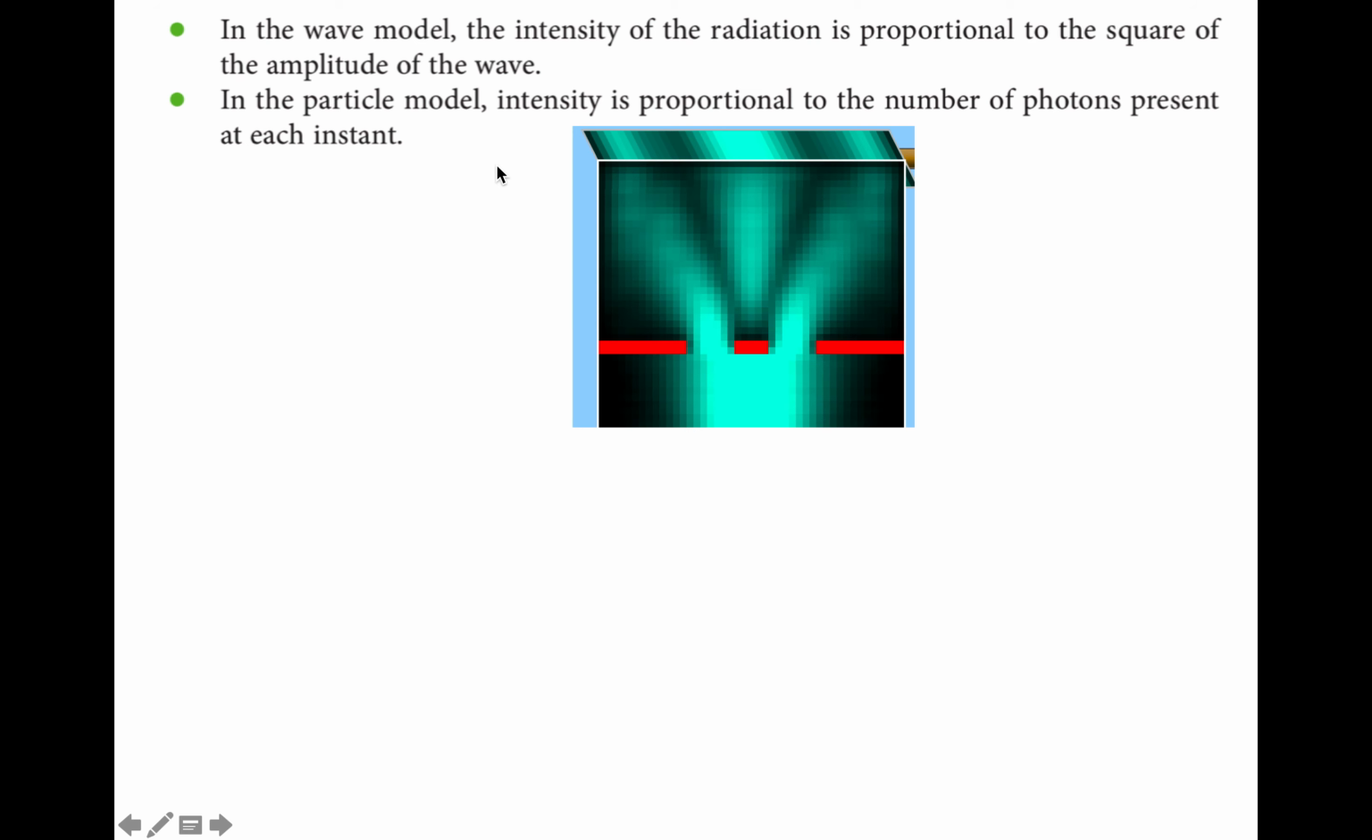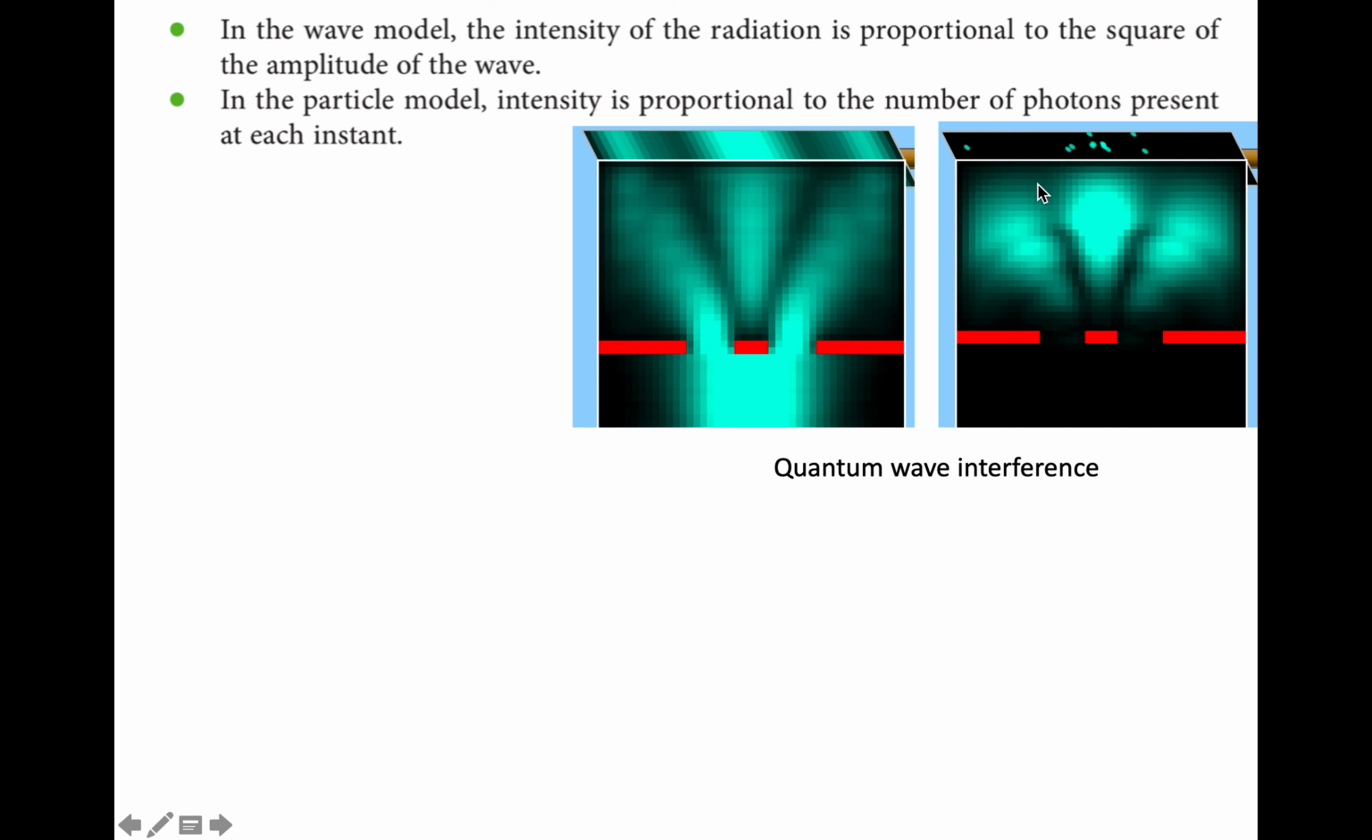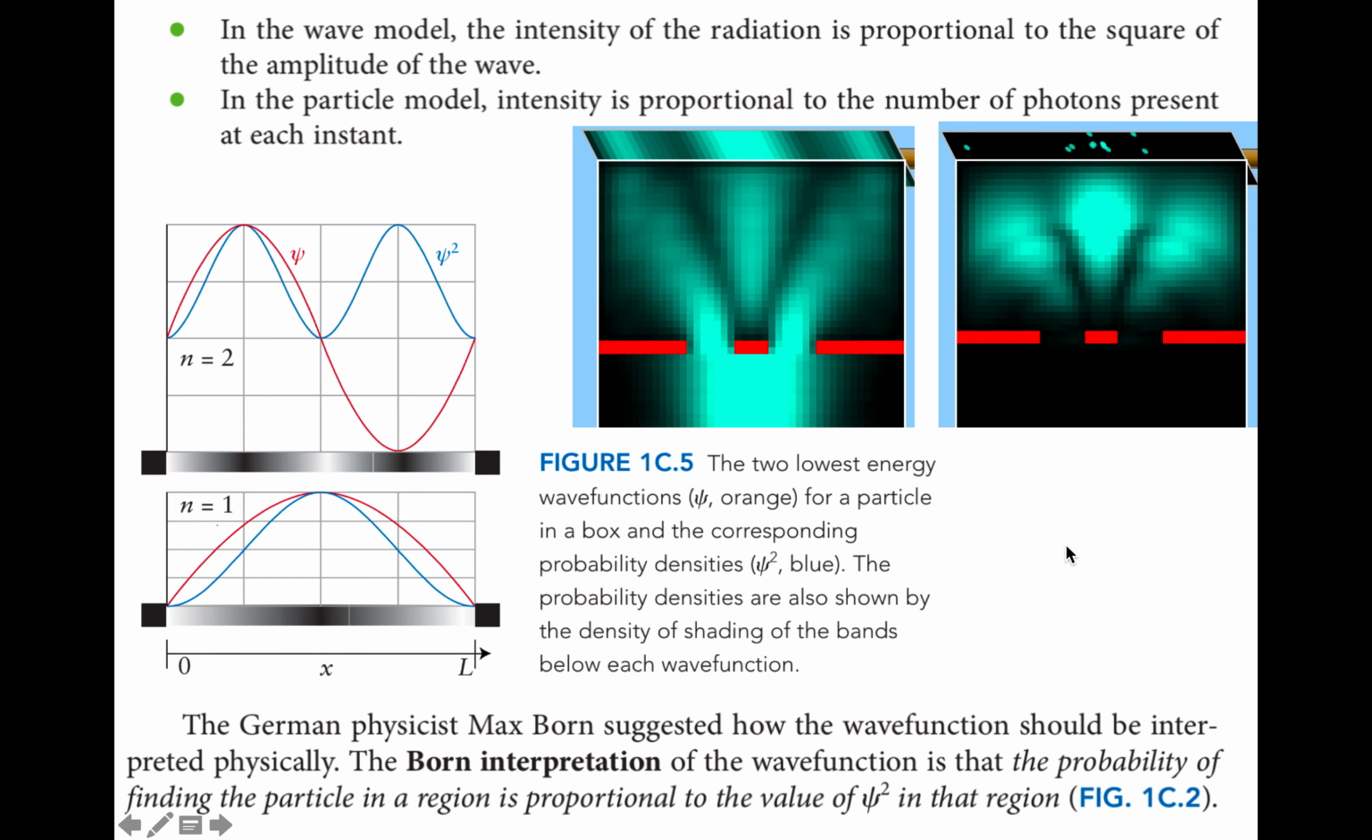In our particle description, though, once we introduce the idea of wave-particle duality, we would look at that same phenomenon, but we would say that the intensity is proportional to the number of photons present at each instant. So individual photons were striking the screen. It would result in this overall pattern. The important idea here is notice what we're doing with the wave. We're taking its intensity and we're squaring it. That's telling us the likelihood of where we are going to find the particle. That's what we're going to do with quantum mechanics.